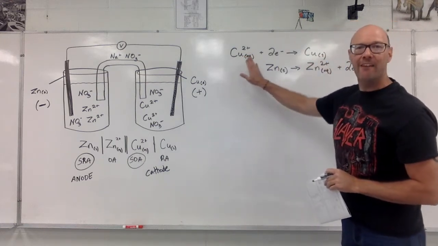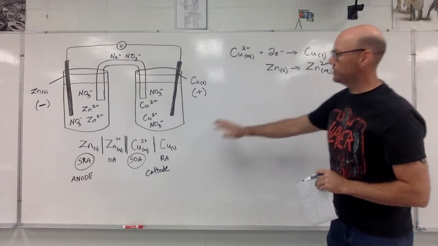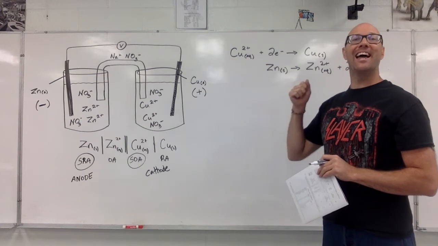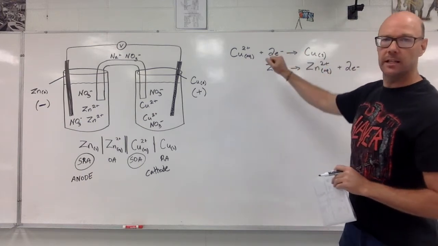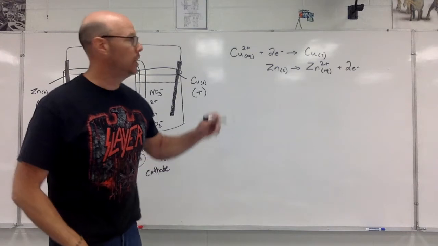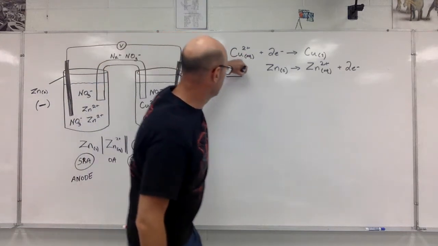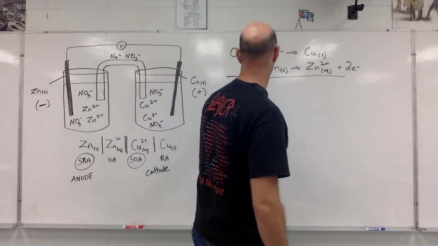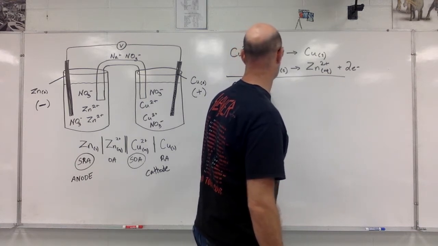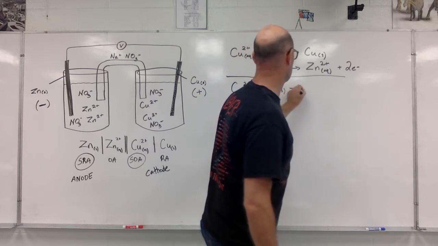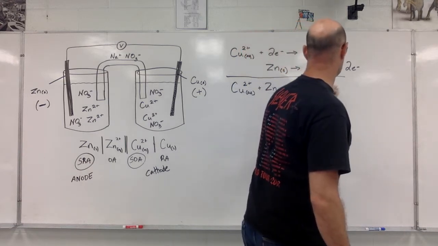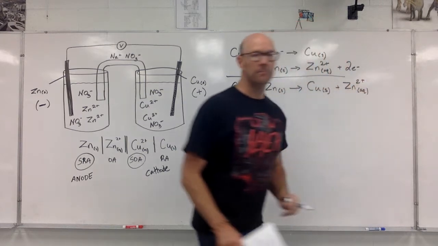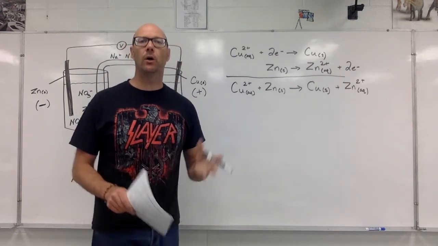We have the half reaction that's taking place at the cathode. We have the half reaction for the anode. We're able to find that net reaction by balancing the electrons. Here the electrons are already balanced, so I don't need to do anything to them. To come up with the net cell reaction.